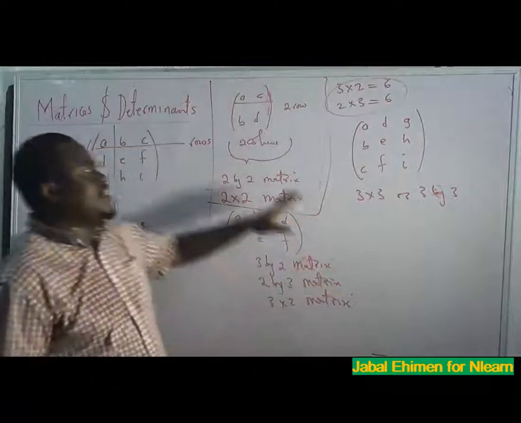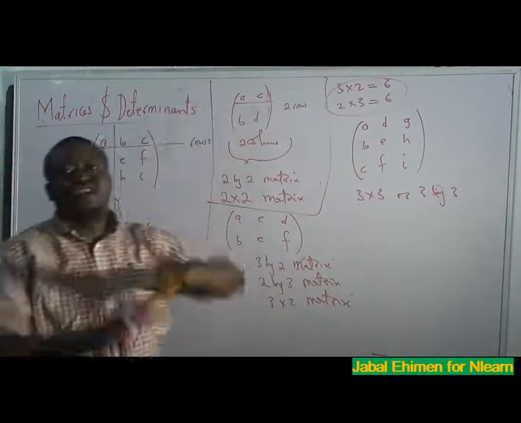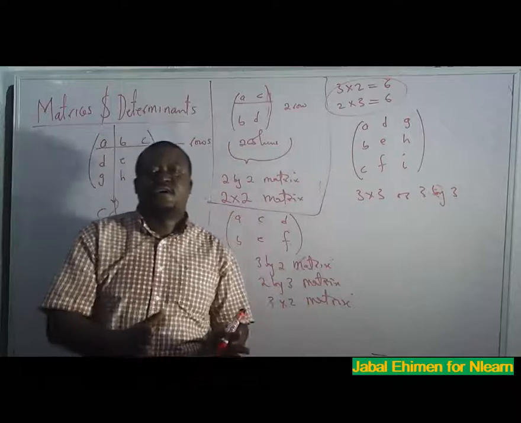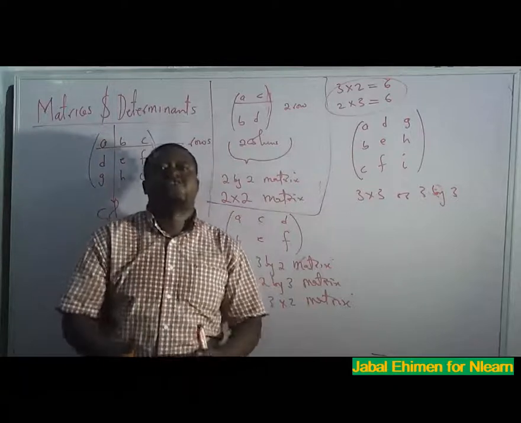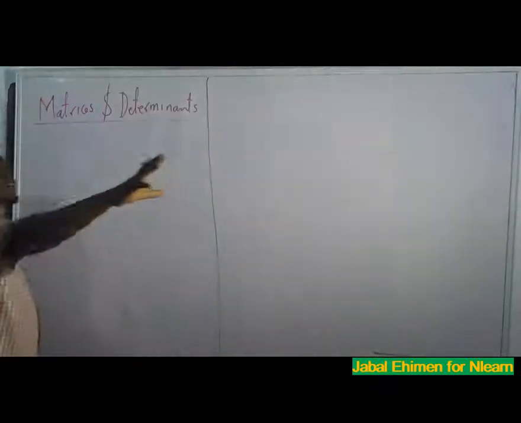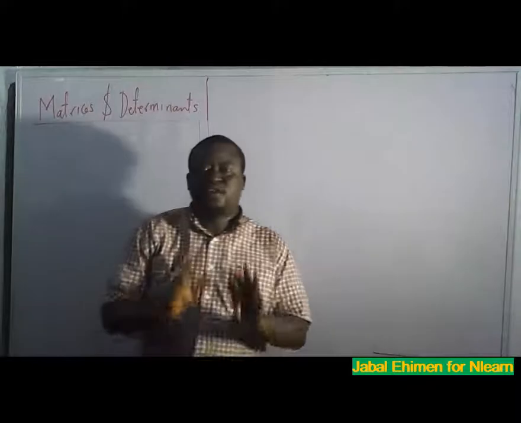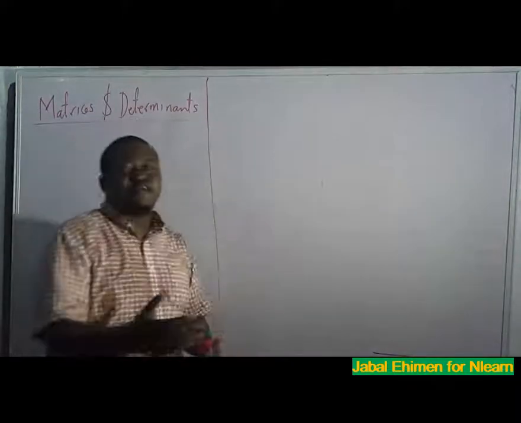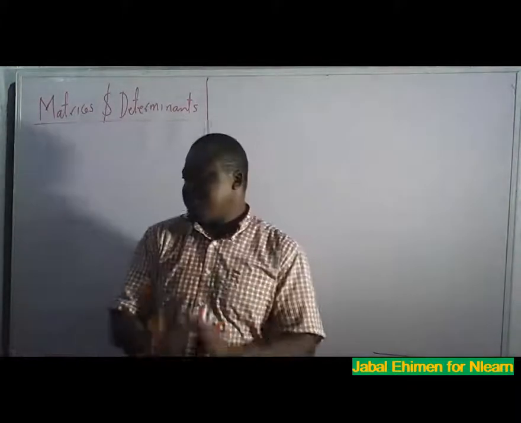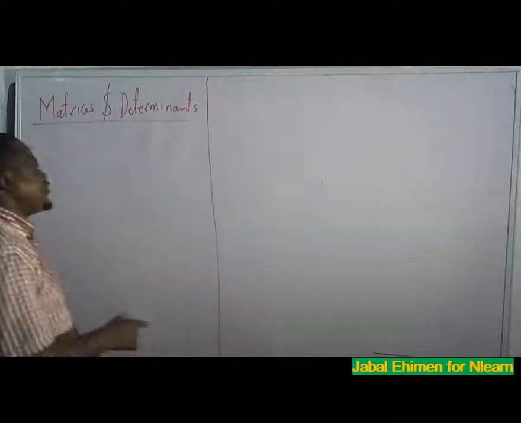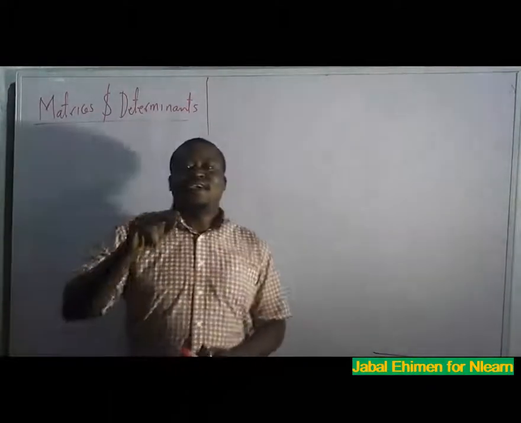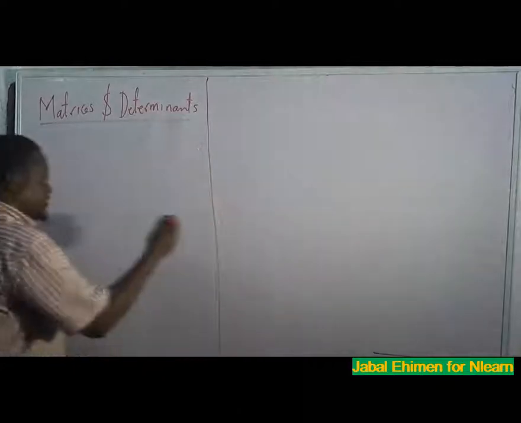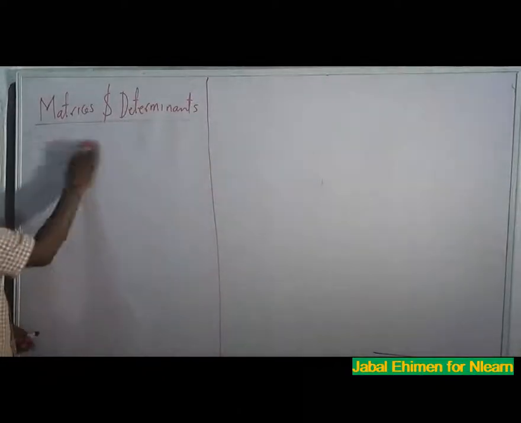Good. Now let's see matrices in a different direction as far as the laws of algebra are concerned. In continuation from where we stopped, you'll discover that we can talk about several things as far as matrices are concerned. First of all, we'll talk about equality of matrices. Matrices can be equal. Now, let's take a look at this.